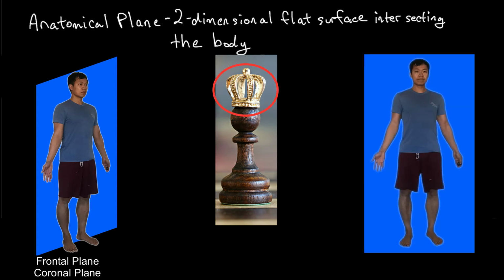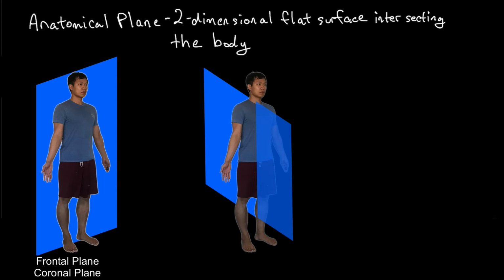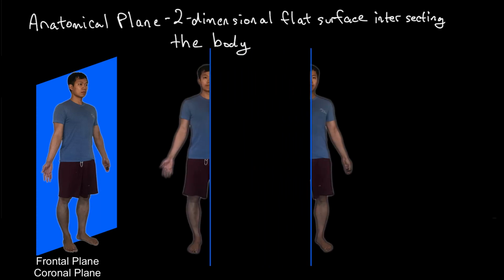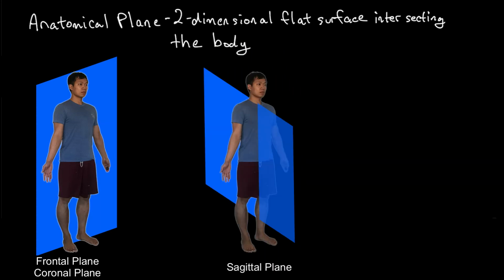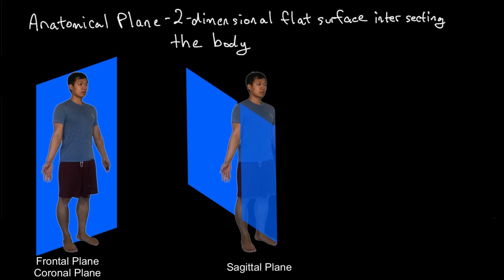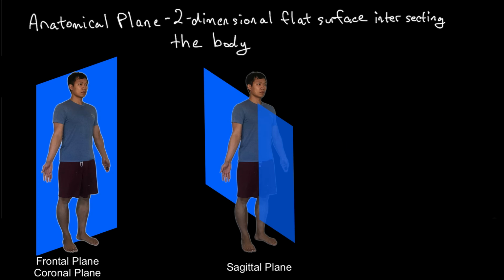Now, if I have this piece of paper cut my body straight down the middle, then this is called the sagittal plane, and more specifically, the mid-sagittal plane. This splits up the body into a left half and a right half. I usually remember this one by thinking of Sagittarius, who's holding a bow that divides him into two. Now, if it isn't straight down the middle, it is also still called the sagittal plane, just not the mid-sagittal plane.